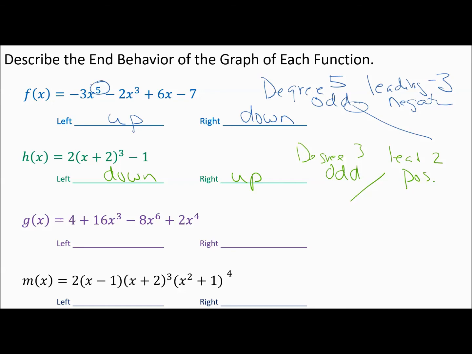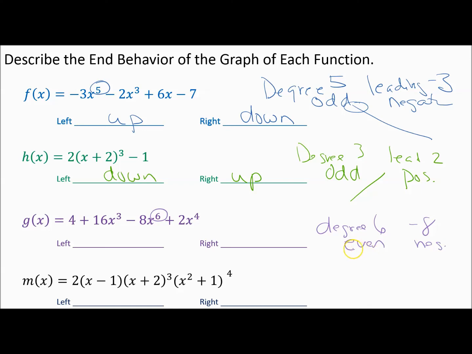Third example, g of x, 4 plus 16x to the third minus 8x to the sixth plus 2x to the fourth. Remember the degree of this thing. This is expanded, by the way. This is a degree 6. And the leading coefficient is negative 8. So we're talking an even degree with a negative leading coefficient.